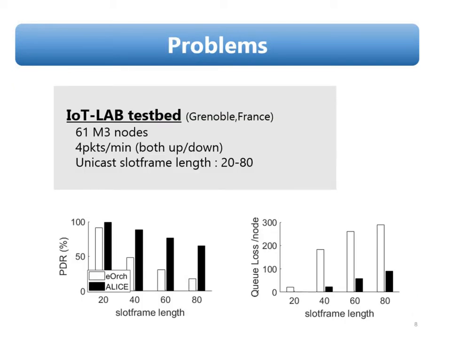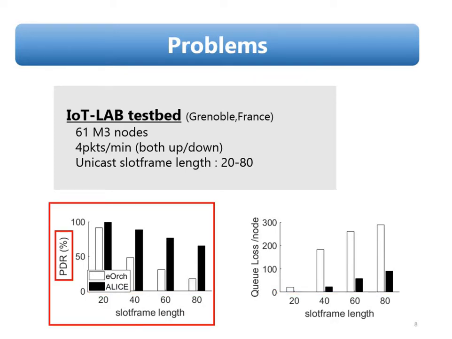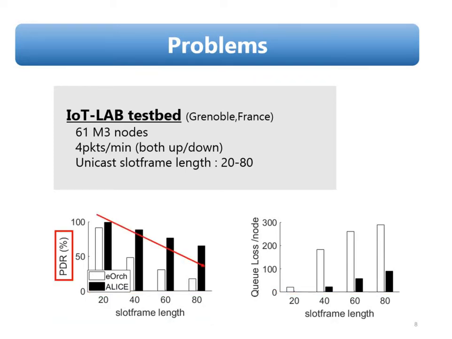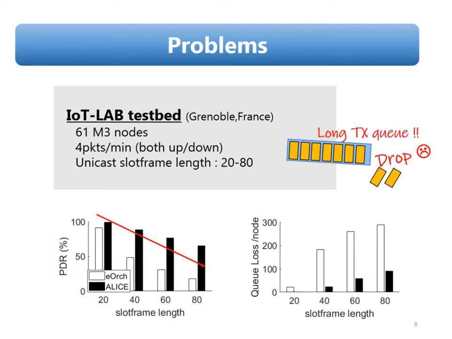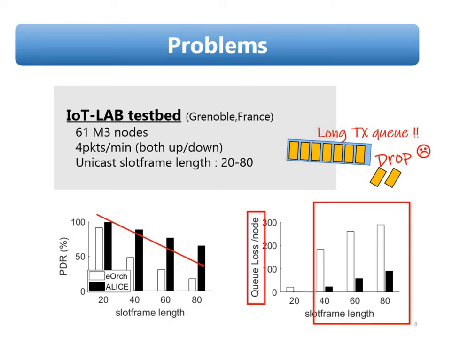We evaluated both Orchestra and Alice's performance using 61 nodes. Here we enhanced Orchestra by introducing Alice's several features such as multiple channel offset utilization and the time-varying scheduling method. At a fixed traffic load, we increased the slot frame length from 20 to 80. As the slot frame length increases, packet delivery ratio decreases drastically. At the long slot frame length, the transmission queue increased due to the lower transmission opportunity, and packets are dropped, showing a high queue loss number.